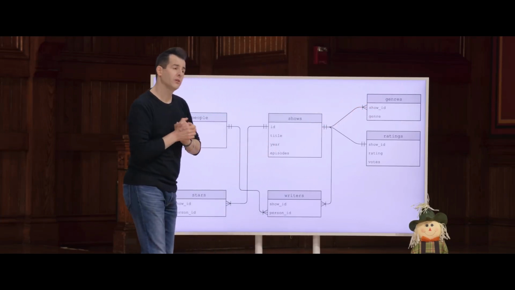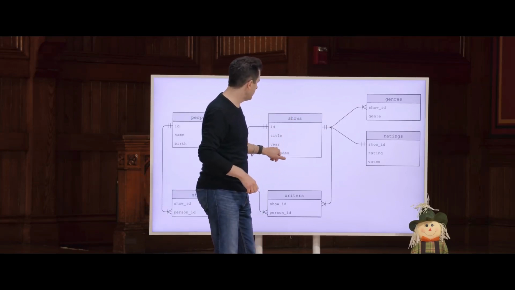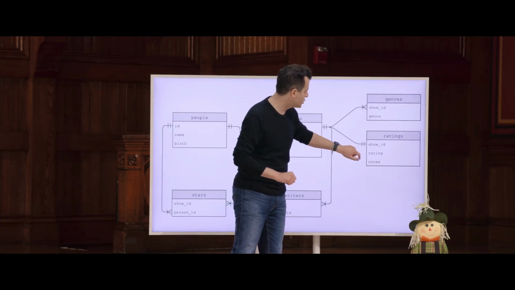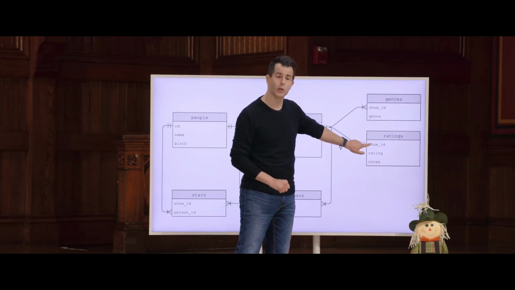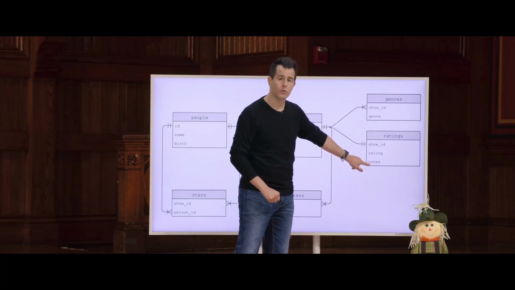Meanwhile, ratings work the same way, at least in this case. A show has ID, title, year, and episodes. But if you want to figure out its rating, you have to kind of follow the arrow here, so to speak, and look up the corresponding show ID in this table, find the rating of that show, and the total number of ratings.